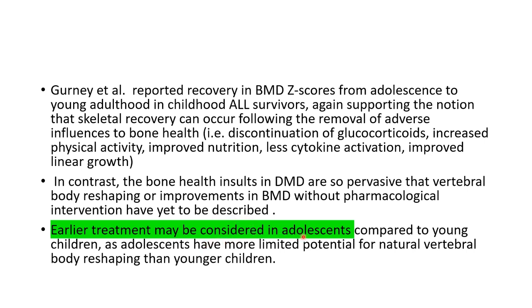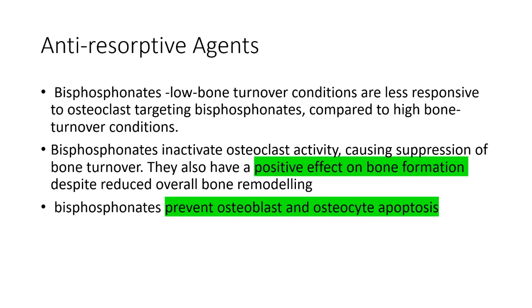Early treatment may be considered in adolescents compared to young children, as adolescents have more limited potential for natural vertebral body reshaping than younger children. Anti-resorptive agents like bisphosphonates are very good for high bone turnover conditions as compared to low bone turnover conditions, because low bone turnover conditions are less responsive to osteoclast-targeting bisphosphonates.